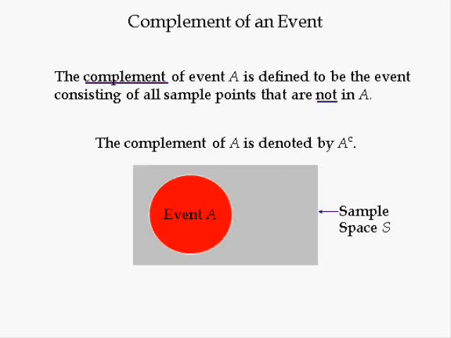Suppose a red circle contains all the sample points in event A. All of the sample points not in A must be in the gray part of the diagram. The equation for computing the probability of A complement is 1 minus the probability of A.